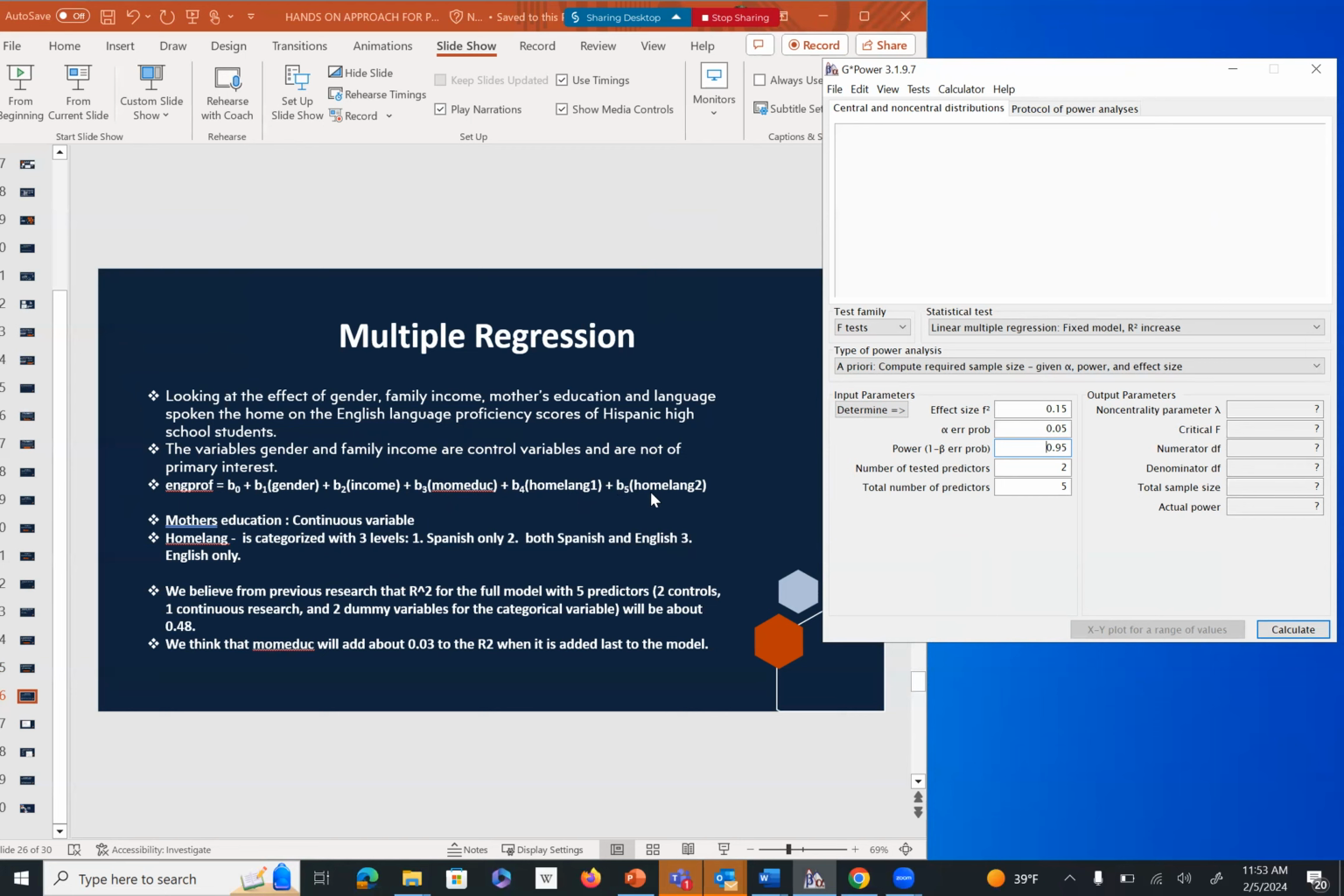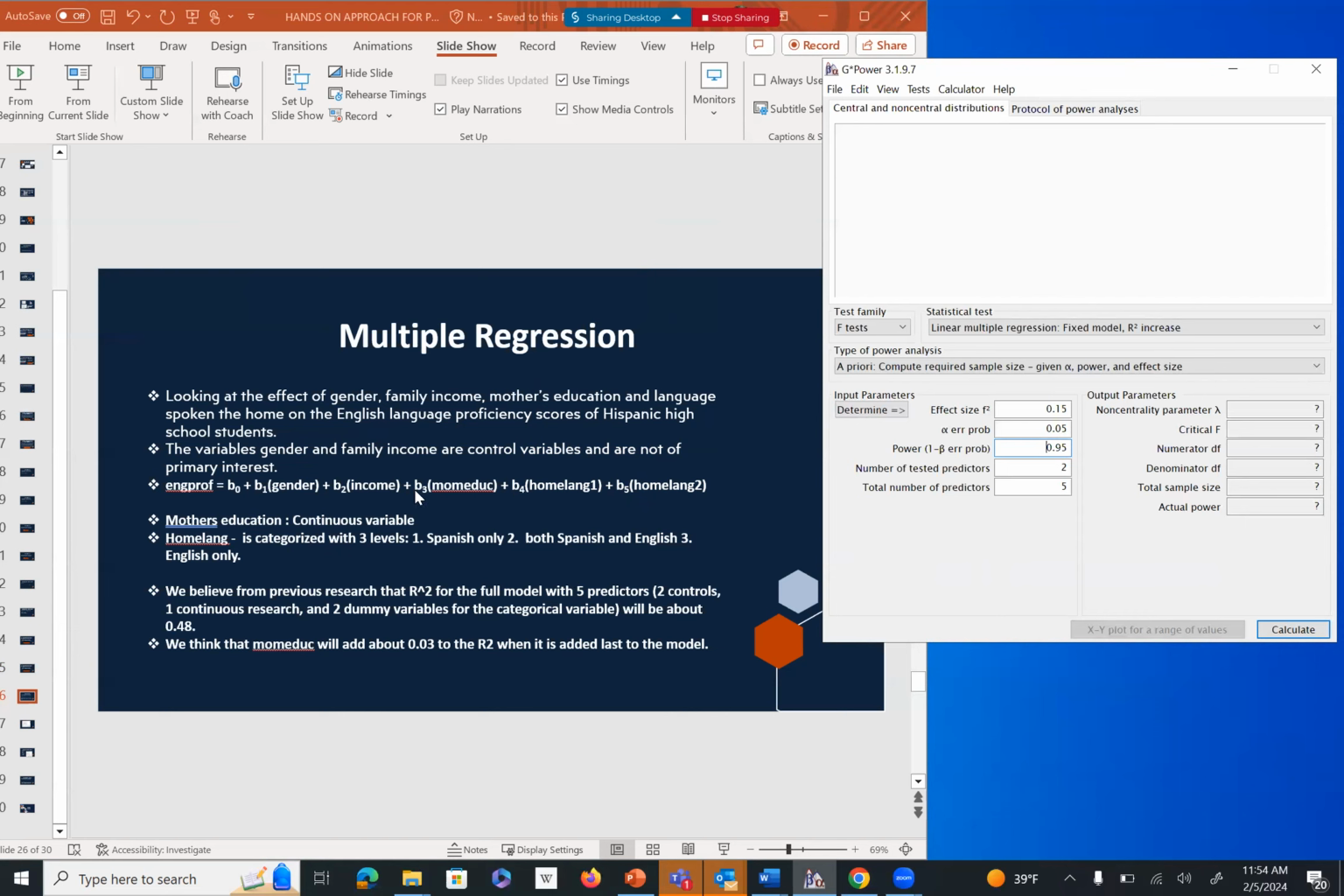So from previous researchers, we believe that the R square for the full model with 5 predictors, 2 controls, 1 continuous predictor of research interest, and 2 dummy variables for the categorical variable, will be about 0.48.